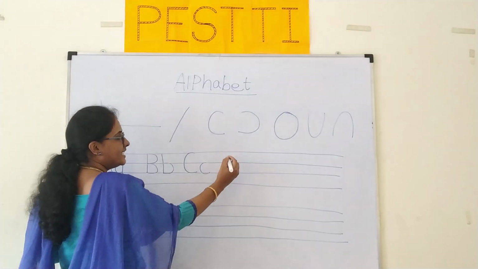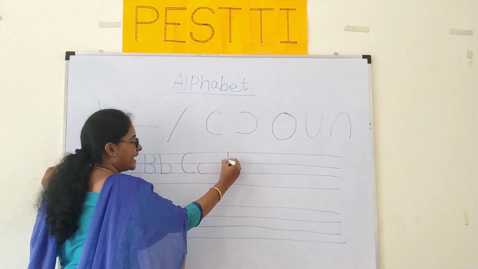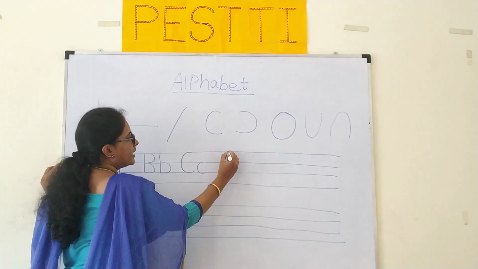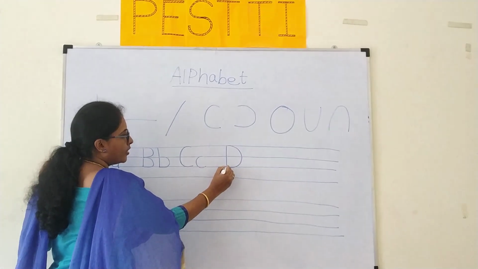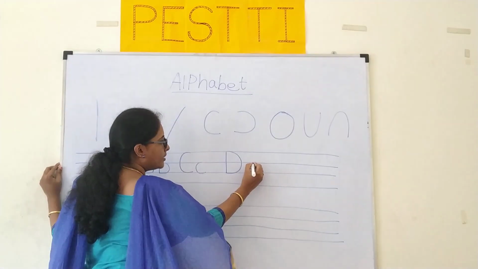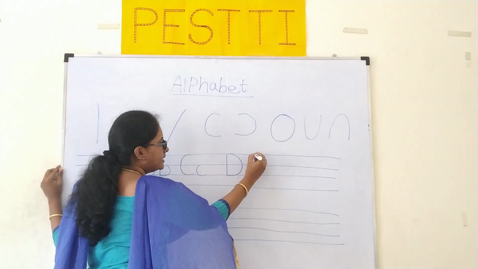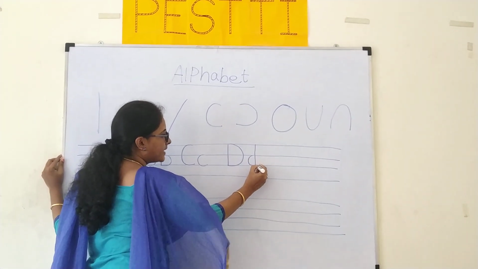Now we'll see D. Dog. Standing line and again a big curve. Now we'll see small d. From the middle, draw a small curve and a standing line.